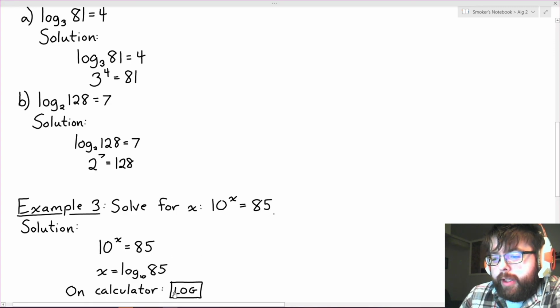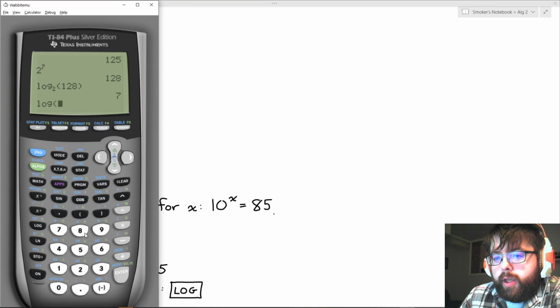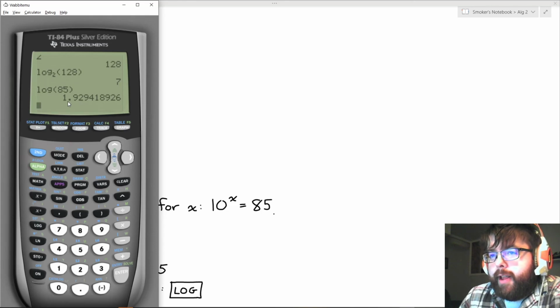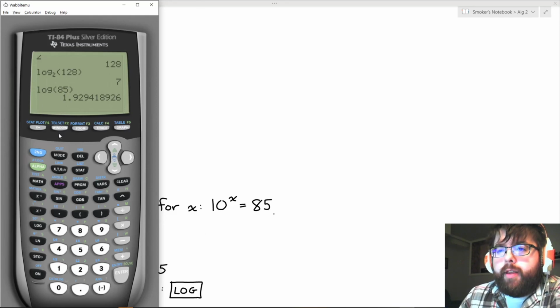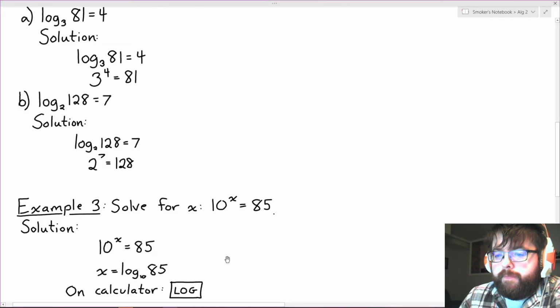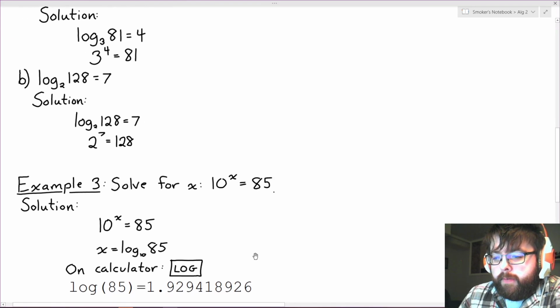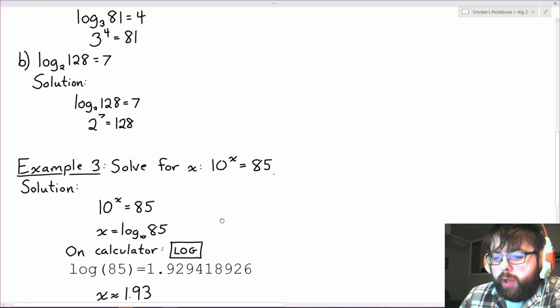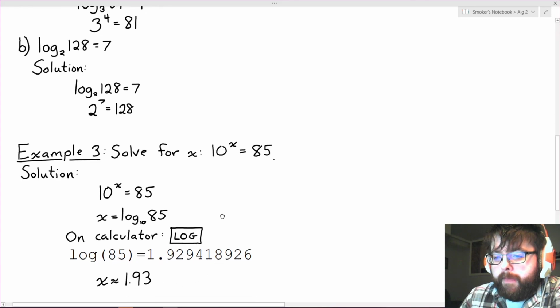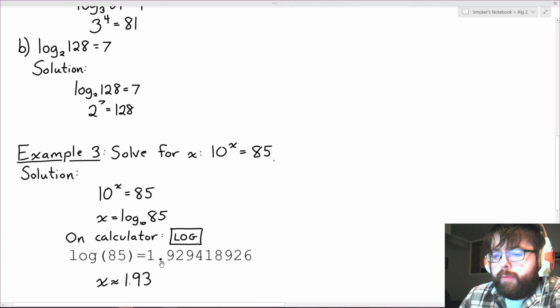So on the calculator, we're going to press the log button, and we're going to put 85 in. Log 85. That's log base 10 of 85. And we get 1.929. It actually makes sense that it's closer to 2 than 1, since 85 is closer to 100 than 10. It's a longer value, but we can go 2 decimal places. That's what I did. 1.93.